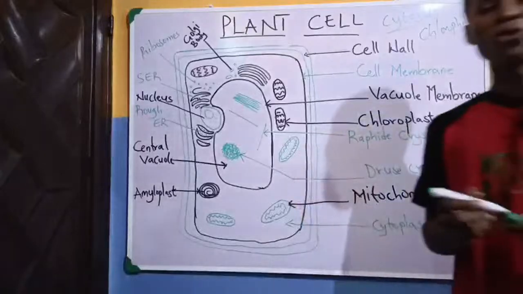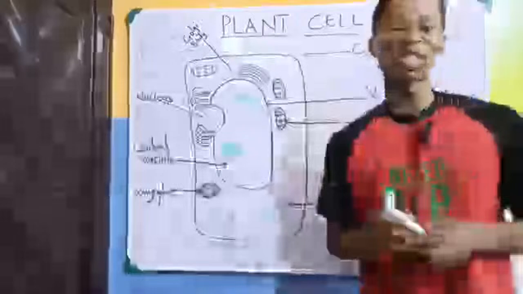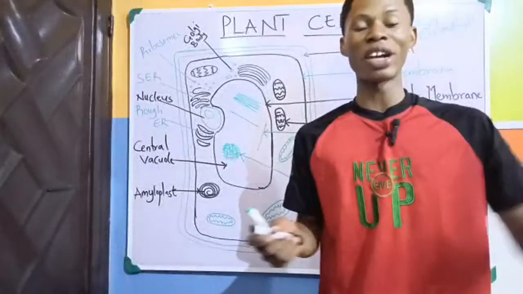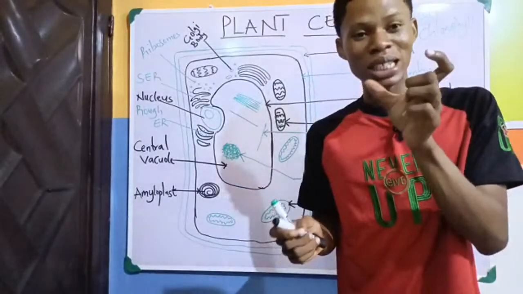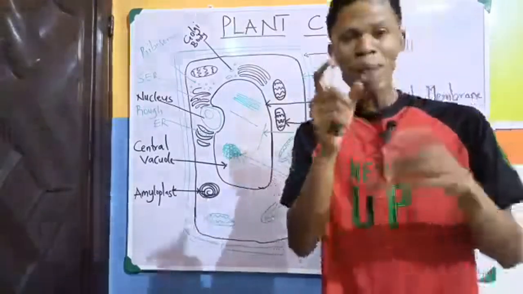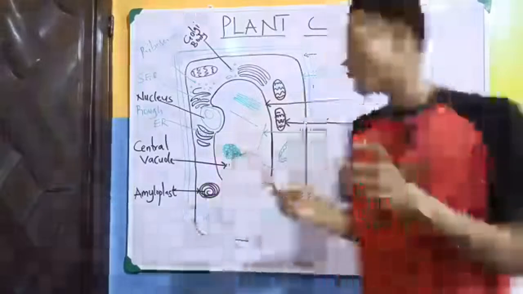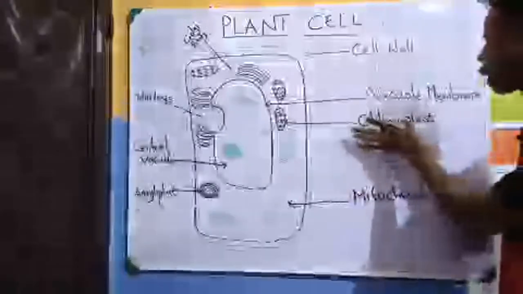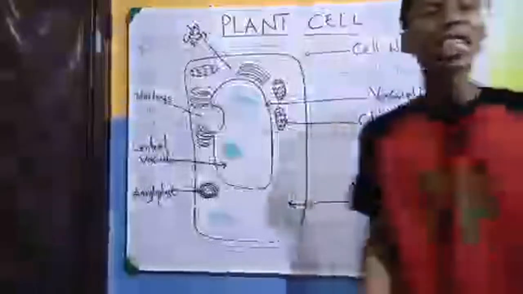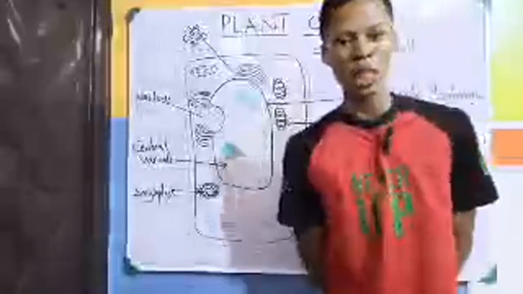The chlorophyll. I'm very sure you've seen it before. You've always been seeing plants around you, and you see that green plant. What makes that plant green, that leaf green, is the chlorophyll, and that chlorophyll is found in this chloroplast. Now let me ask, if there is no chlorophyll in a plant, can photosynthesis take place?